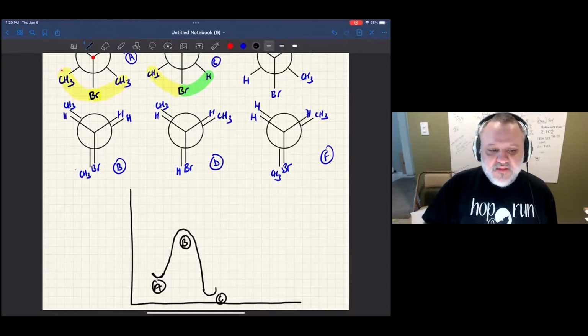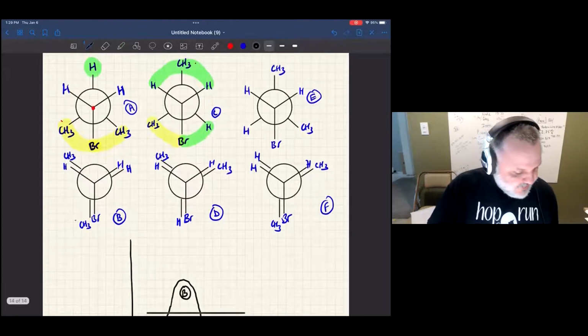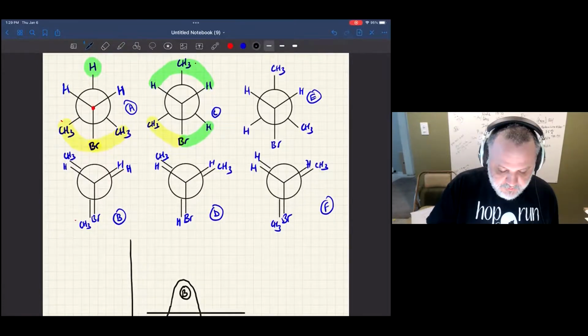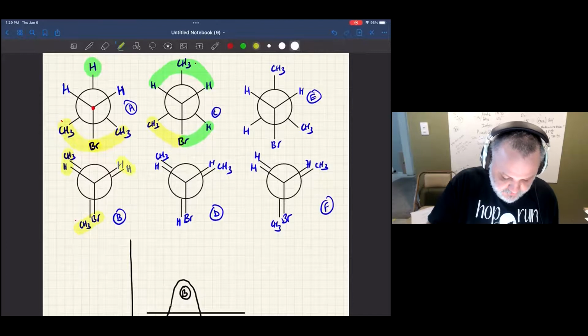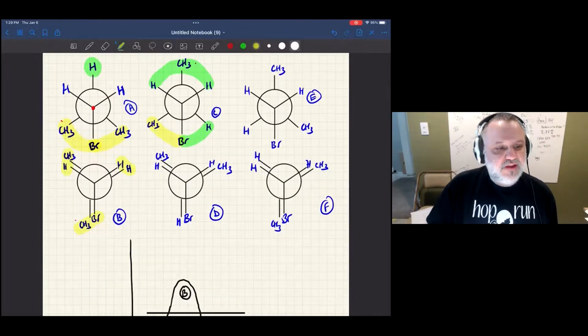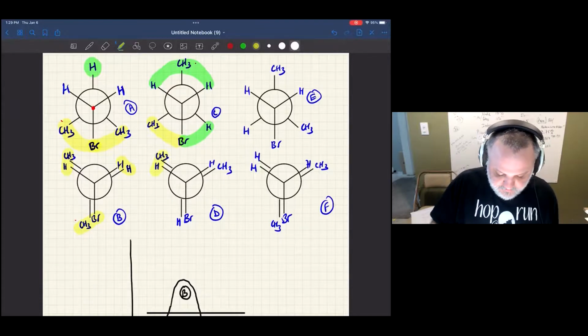All right, so let's do the same thing with the next maxima. We're going to compare the maxima together. I'm looking for information to examine the interactions. So for B, I have a CH3 interacting with a Br, a CH3 interacting with an H, and two hydrogens interacting. Okay, well, I still have the CH3 interacting with an H.